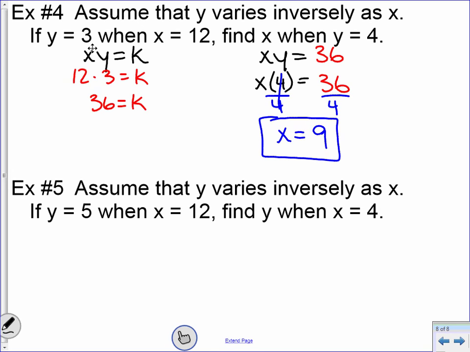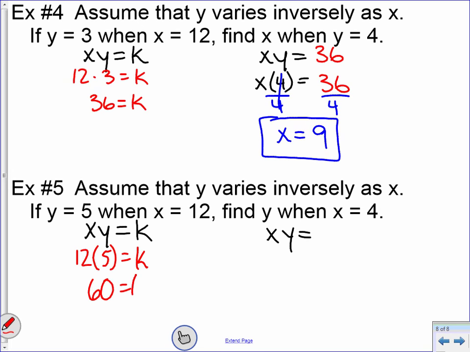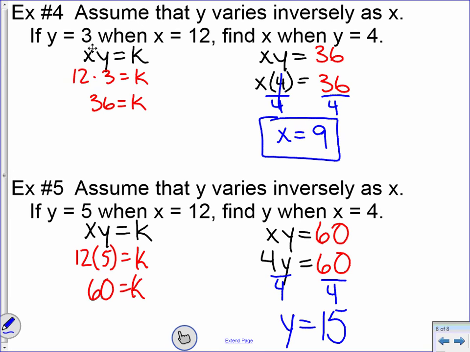Same setup with the other problem down here. xy equals k, xy equals k. x is 12, y is 5. 12 times 5 is 60. Move that 60 over here. x is 4 this time. y is still y. Divide by 4. And y equals 15. And that is direct and inverse variation.